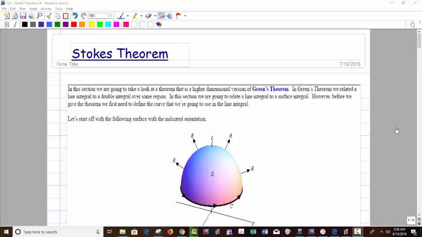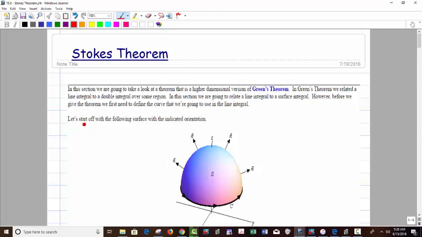Hello, this video is entitled Stokes Theorem. Now with Stokes Theorem, we're essentially looking at a higher dimensional version of Green's Theorem. So in Green's Theorem, you may recall, we related a line integral to a double integral over some region. In this section, we're going to relate a line integral to a surface integral.